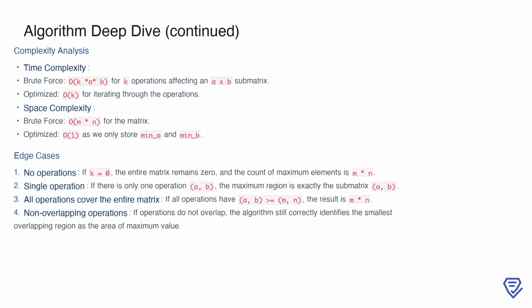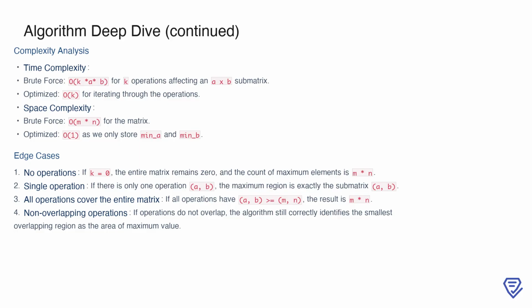Several edge cases should also be considered. If there are no operations, the matrix remains 0, and the count of maximum elements is simply m * n. For a single operation (a, b), the result is the area of the specified submatrix, a * b. If all operations cover the entire matrix, meaning a, b for each operation is greater than or equal to m, n, the result is the total number of elements in the matrix, m * n.